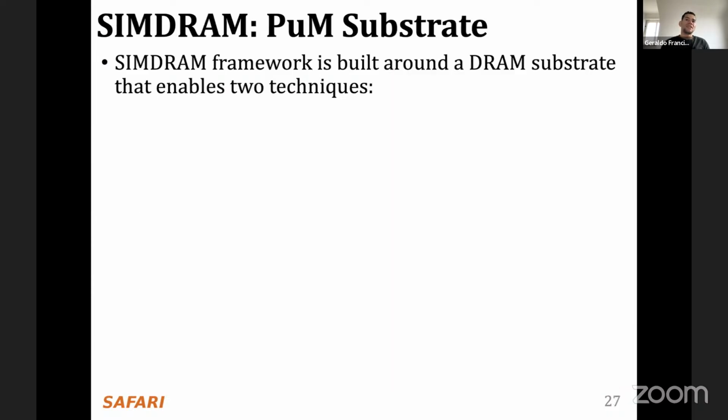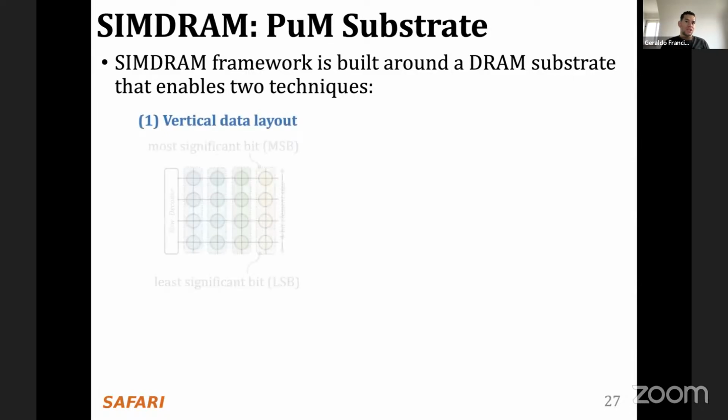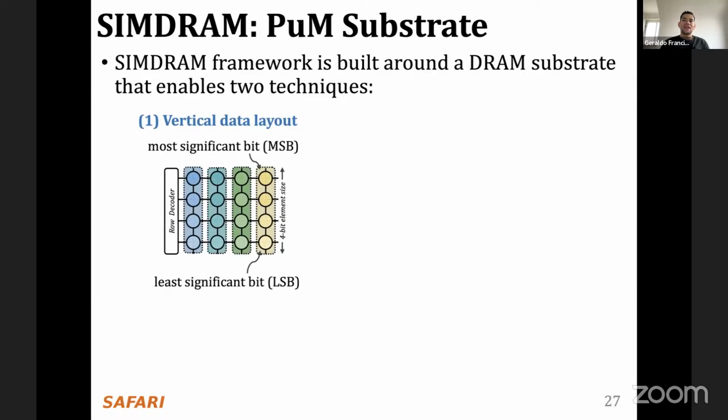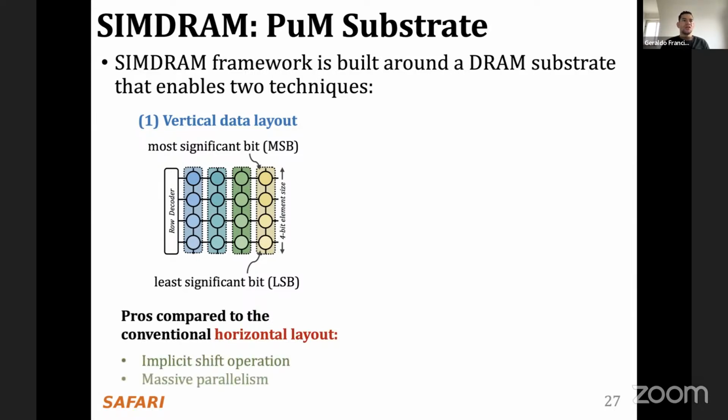We built the SIMDRAM framework around a DRAM substrate that enables 2 key techniques. First, a vertical data layout for in-DRAM computation. Prior work shows that employing a vertical data layout for in-DRAM computation eliminates the need for extra logic in DRAM to implement bit shifting operations, which is essential for many complex operations like addition. So employing a vertical data layout provides SIMDRAM with 2 key benefits. First, it enables implicit bit shifting operations. And second, it allows us to see DRAM as a massively parallel in-DRAM SIMD substrate, in which every single DRAM column inside a DRAM subarray becomes a SIMD lane.